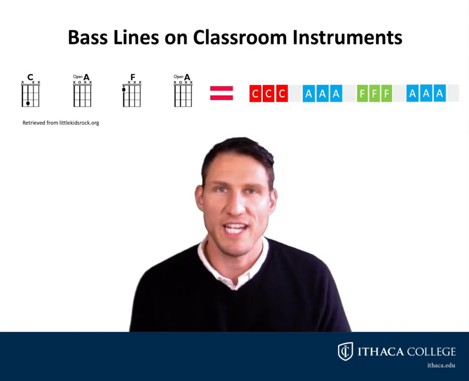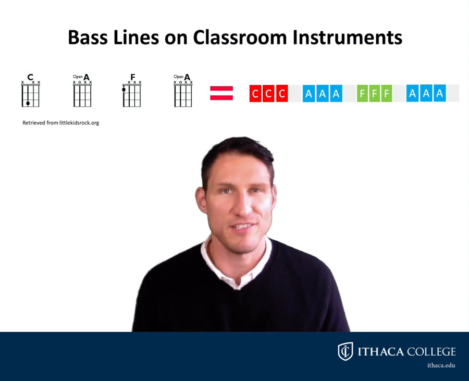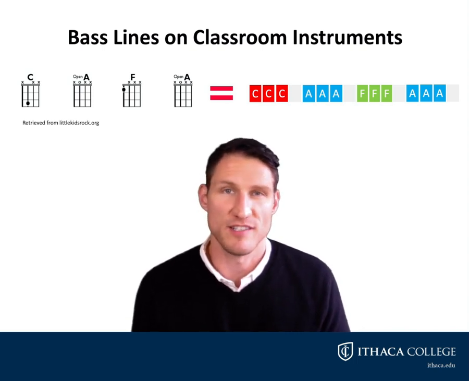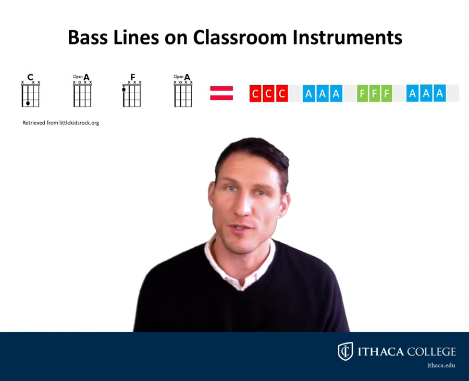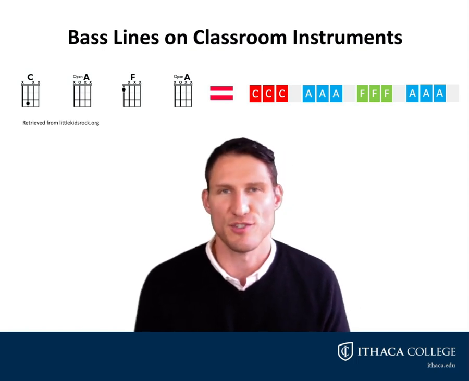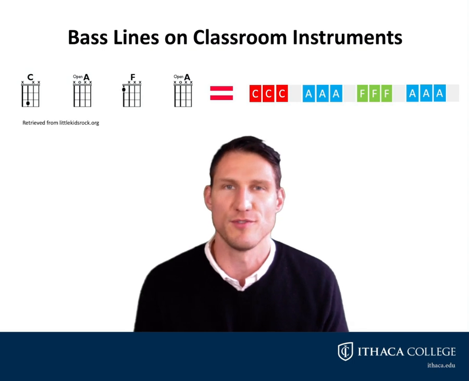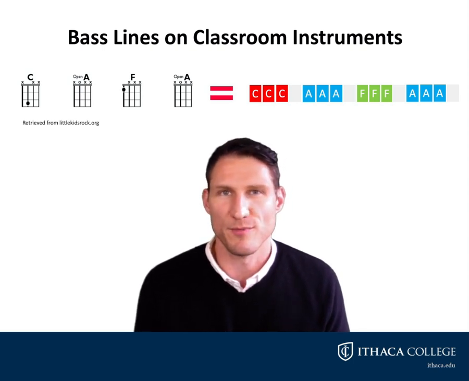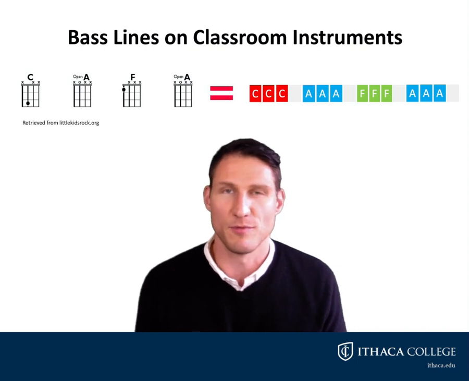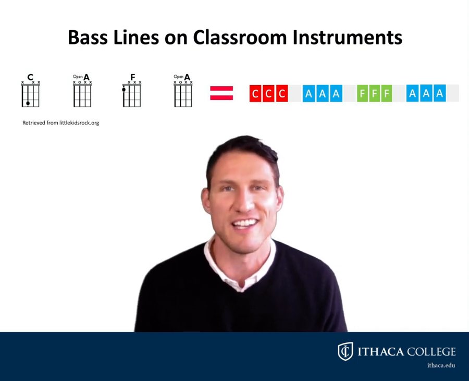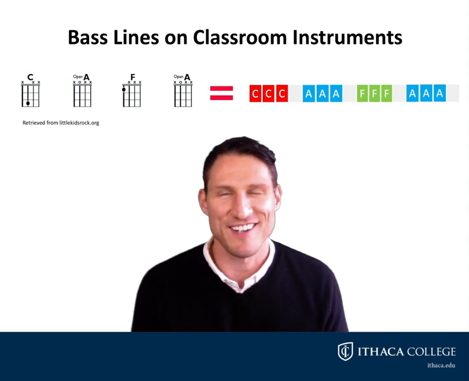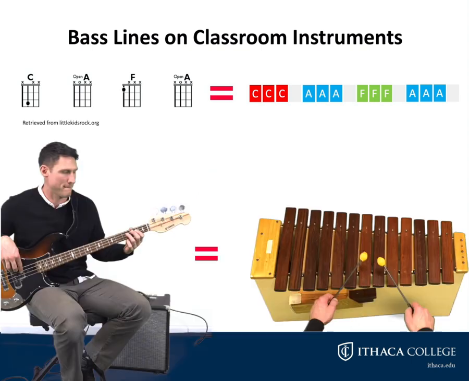So once again, we have an iconic notation bass chart from the littlekidsrock.org Jam Zone, and then we've translated that into color-coded pitches. If you have glockenspiels with colored bars, you could use color-coded pitches. Of course, if you're removing the bars on an Orff instrument or have bass bars that are labeled with the notes of the bass line, they should be easy for students to identify and access. So now let's hear how the electric bass line translates to a bass xylophone.